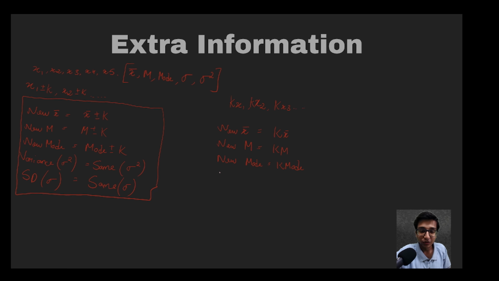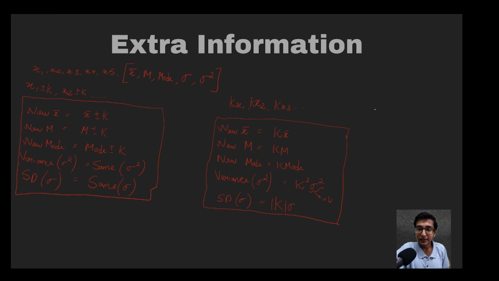However, now you will see changes in variance and standard deviation. The variance, which is sigma square, would become k square sigma square. So this is the old one, and k is the constant that we are multiplying, so it is squared and then multiplied. And the standard deviation, which is sigma, is going to be mod k times old sigma. So again, an important thing that can help you find the values more easily.